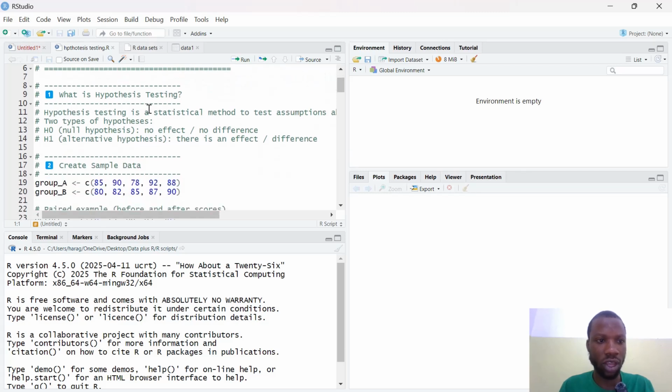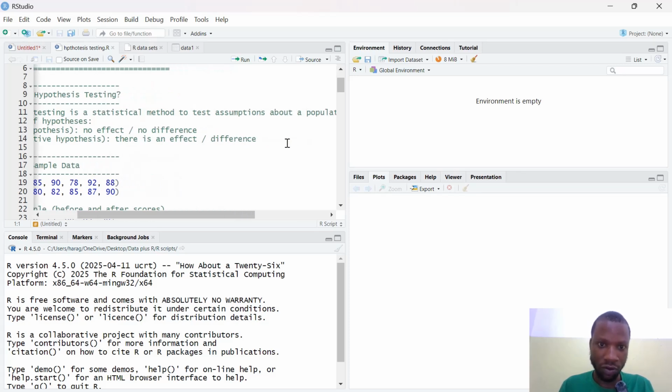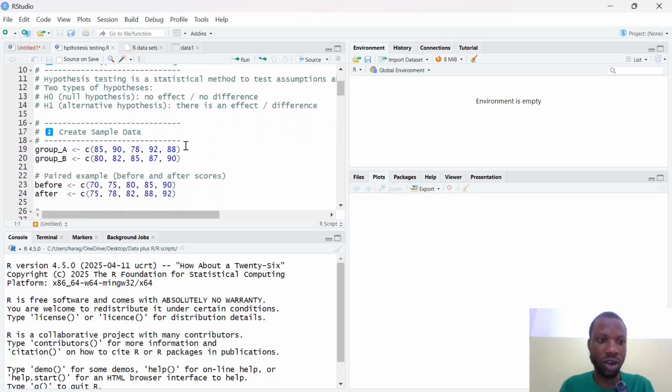So we are trying to understand the assumptions that we normally set. Hypothesis testing has two types: a null hypothesis and an alternative hypothesis. The null hypothesis says that there is no effect or no difference. That is what we normally know. And the alternative says there is an effect or a difference. That's what we are going to look for.